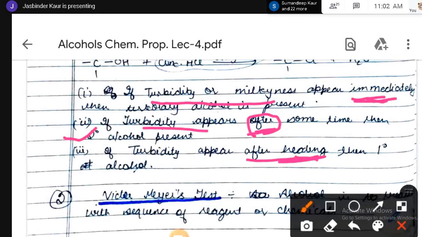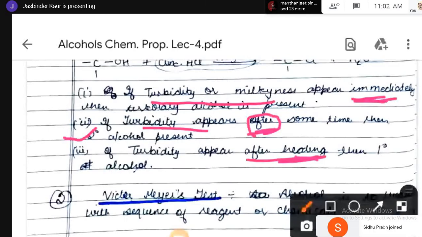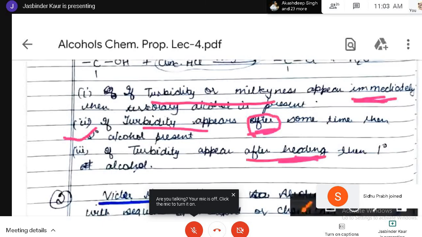So the second method is Victor Meyer's method. In Victor Meyer's method, we treat primary, secondary, and tertiary alcohols with a sequence of reagents.